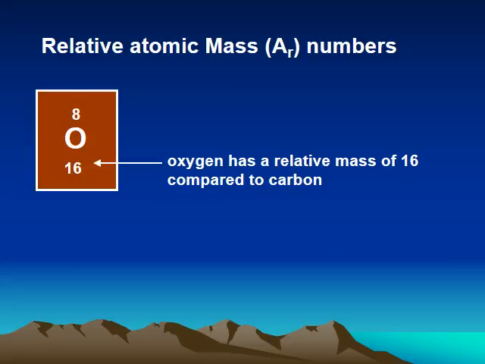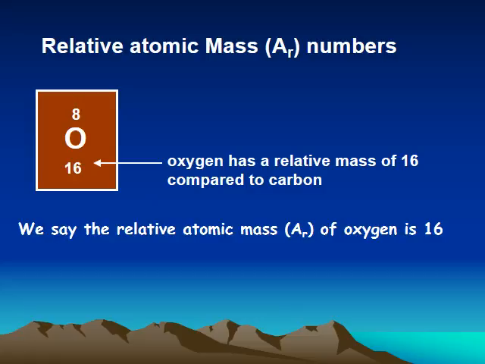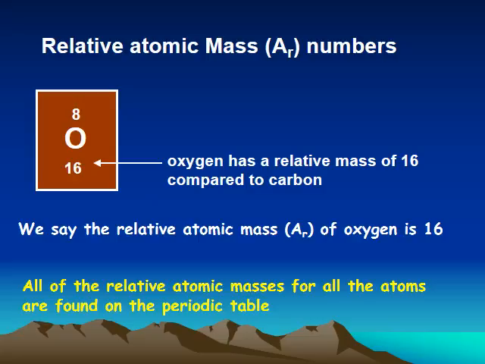For oxygen, the relative mass is 16 compared to carbon. So that means that an atom of oxygen is going to be 16 over 12 times larger than that of carbon, which if you do it out in your head, is simply 1 1/3 times heavier than an atom of carbon. So we say that the relative atomic mass of oxygen is 16. All of the relative atomic masses for all of the atoms are found on the periodic table that you have.